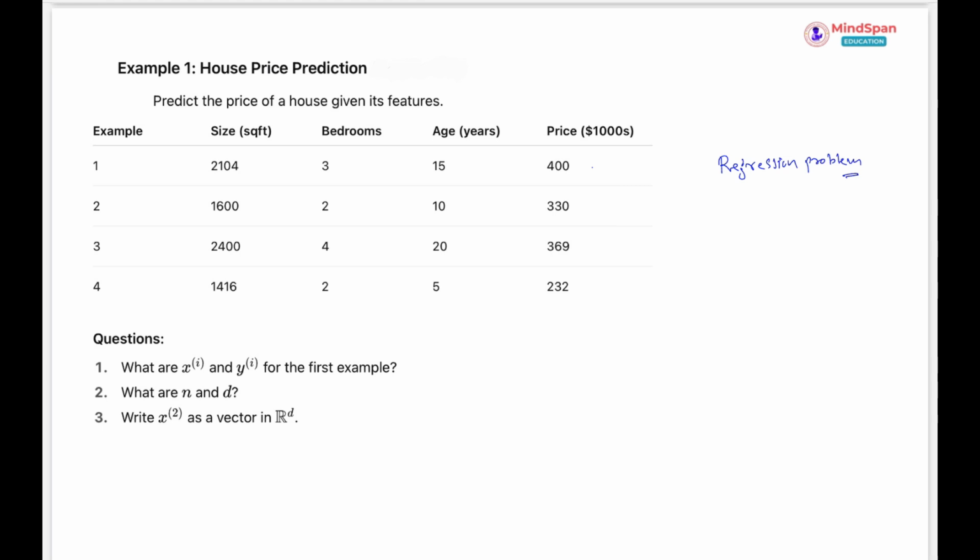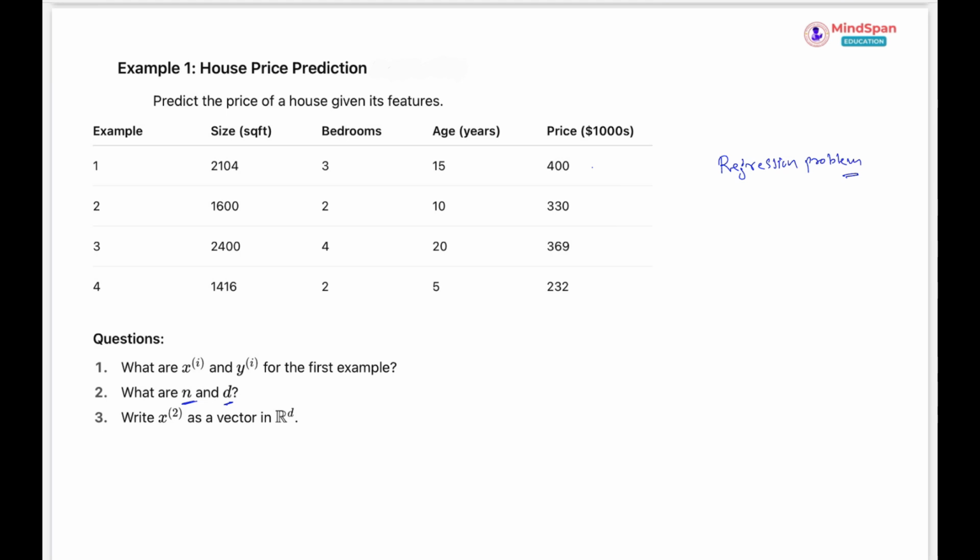Let me ask you another question. What is here n and d? If you recall the terminology, what we are calling n. So n is nothing but the number of examples in a data set. So this we are calling a data set, the number of training examples. So the number of examples in a training set, that will be n.